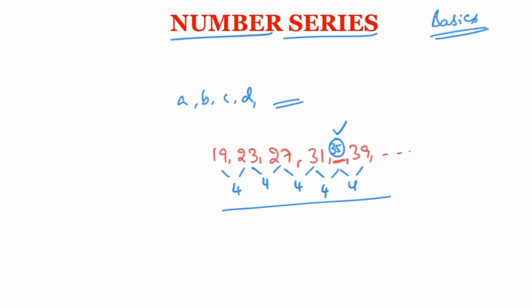Before moving to exercise, you should know one thing. There is no specific method or formula for identifying missing terms in number series. There is no specific formula and there is no fixed method. You need to go for number of trials in order to identify missing term. And for that, you should know some basics.